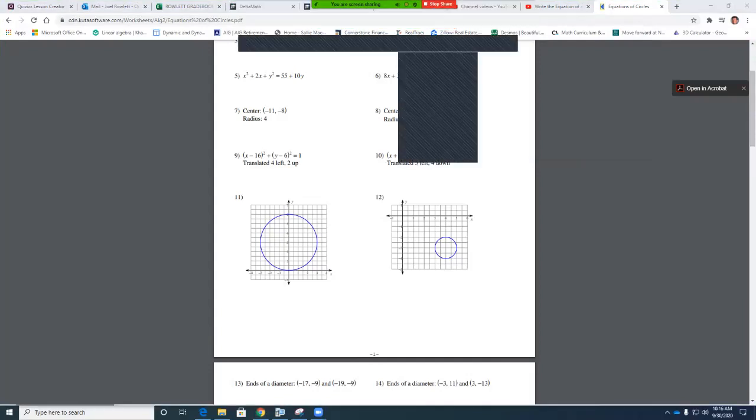Okay, so we will take a look at a couple of these problems together. If you look at, let's say, problem number 7, the directions want us to write the equation of a circle if its center is located at -11, -8, which is in the third quadrant, and it has a radius of 4. Well, the equation of the circle can be written if you know two key things. You need to know where the center is, and you need to know the radius length.